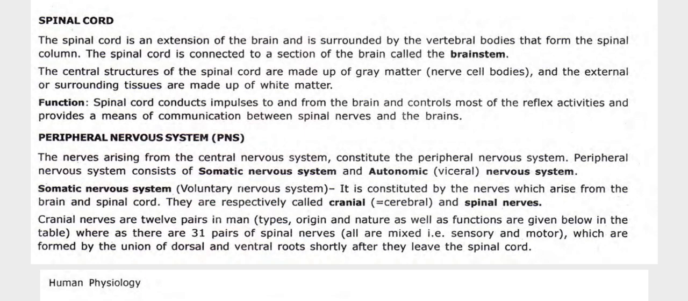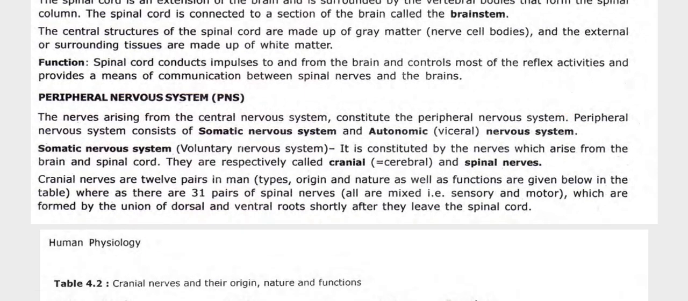So when we try to learn about this, there is some major portions called peripheral nervous system, which we shortly represent as PNS. The nerves arising from the central nervous system constitute the peripheral nervous system. Peripheral nervous system consists of somatic nervous system and an autonomic nervous system or visceral nervous system. Somatic nervous system or voluntary nervous system, it is constituted by the nerves which arise from the brain and the spinal cord. They are respectively called cranial and spinal nerves. Cranial nerves are 12 pairs in man.